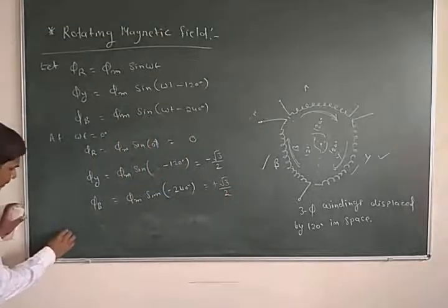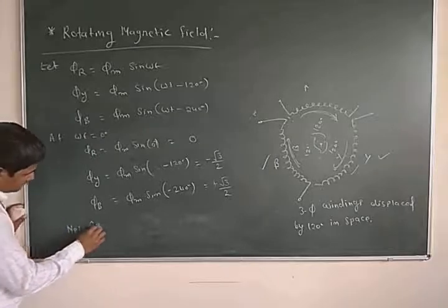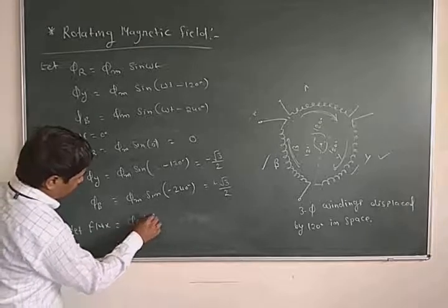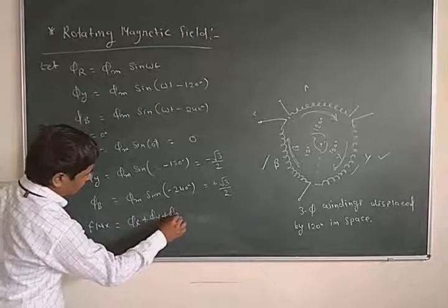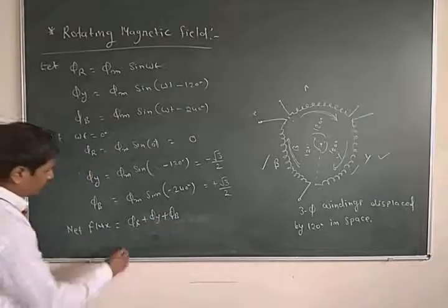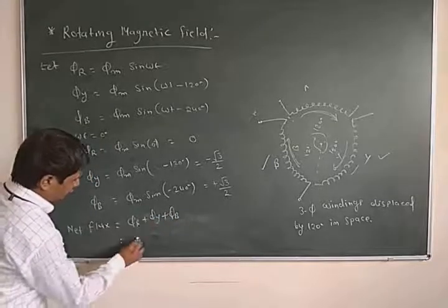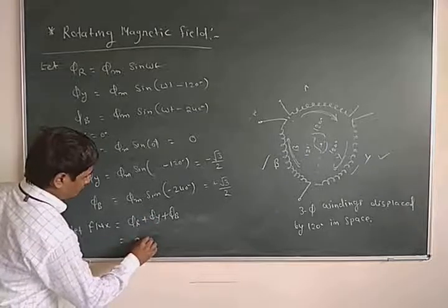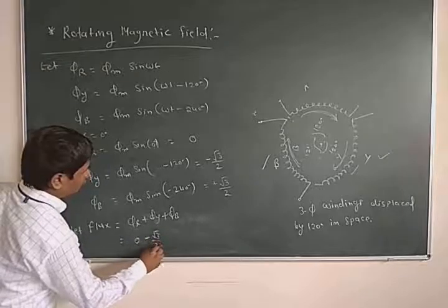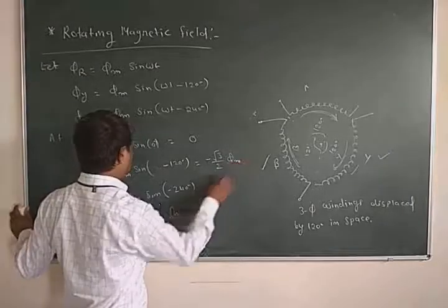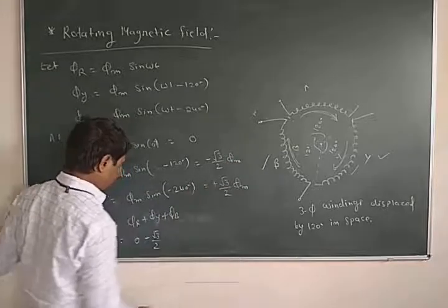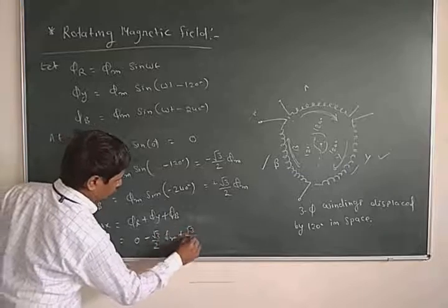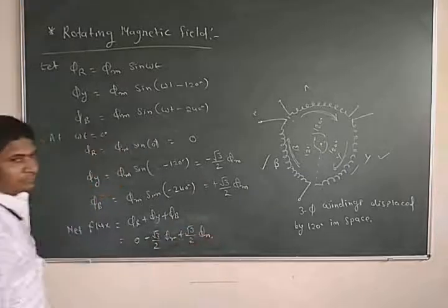Net flux in the air gap is equal to phi R plus phi Y plus phi B. So phi R is equal to 0, phi Y is equal to minus root 3 by 2 into phi m, and phi B is plus root 3 by 2 into phi m.